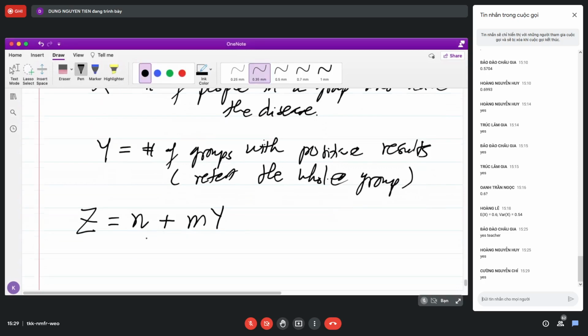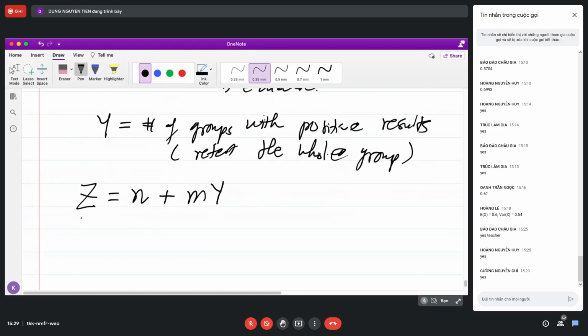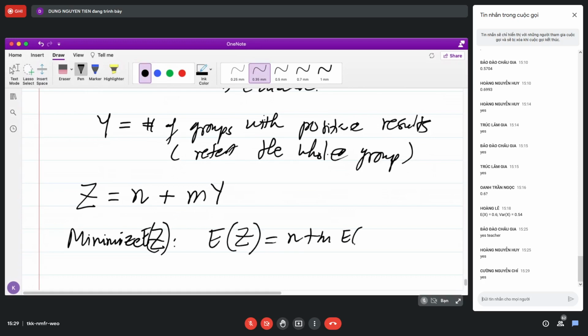Good. So you want to minimize it, because I want to minimize the number of tests. Z is a random variable and you don't know its value, so I want to minimize the average value of z. In order to do that, I need the mean value of z, which is n plus m times the mean of y. And what is the mean of y?